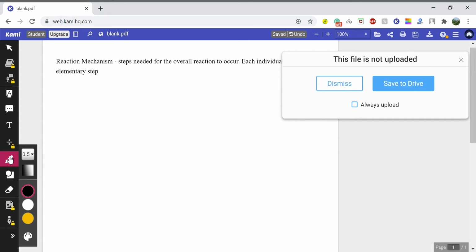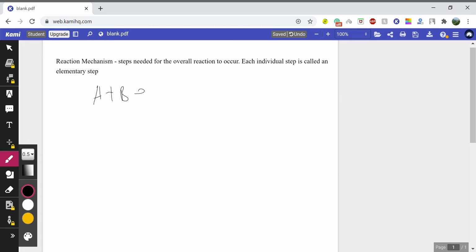Now, for example, A plus B makes C. C plus D makes E. And reactants and products will cancel. So this is actually A plus B plus D makes E. And out of the two steps, one step will generally be slower than the other one. So let's say this is a slow step and this is a fast step.